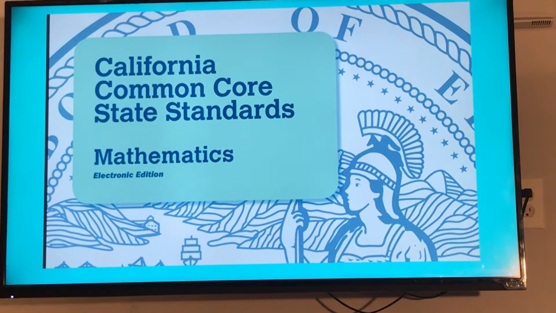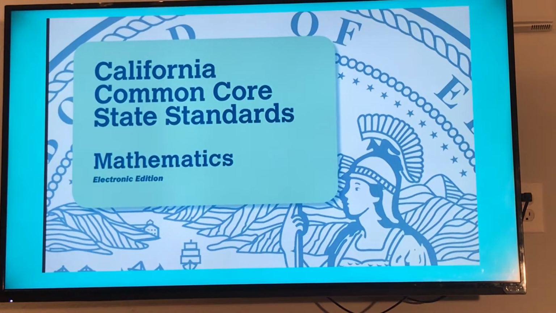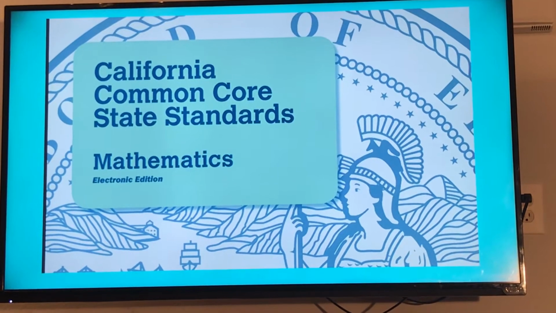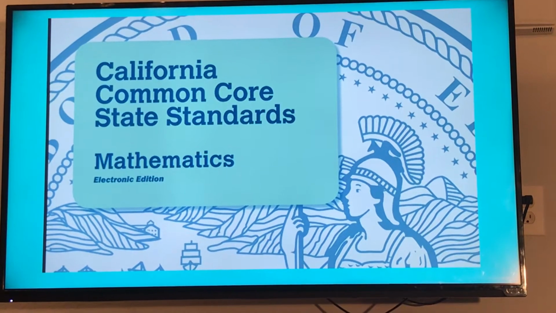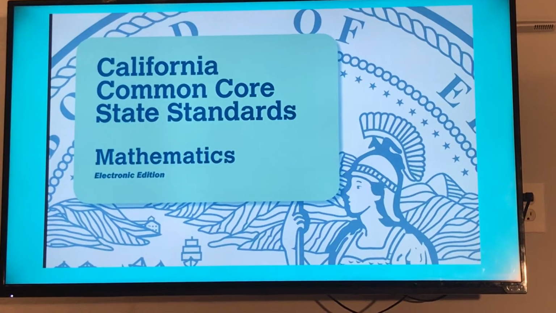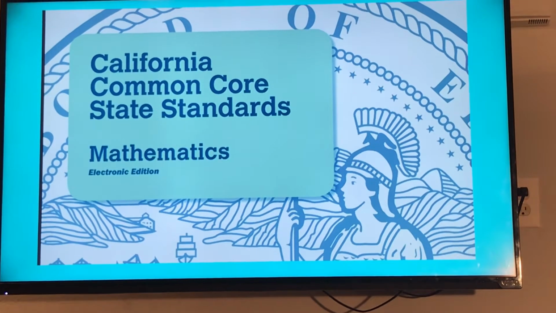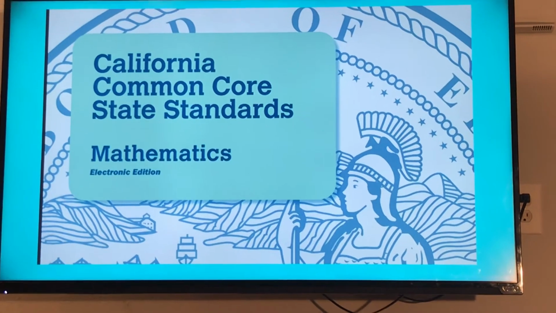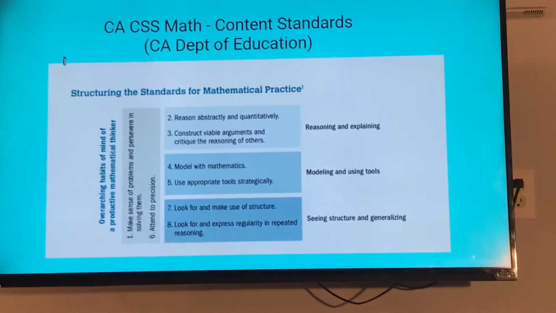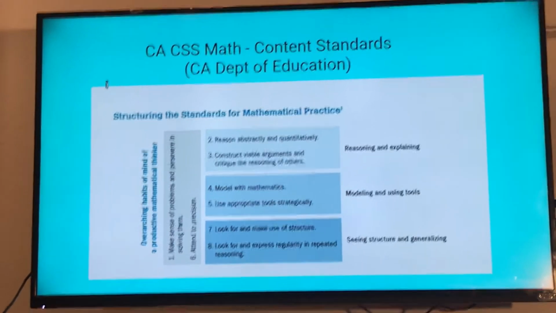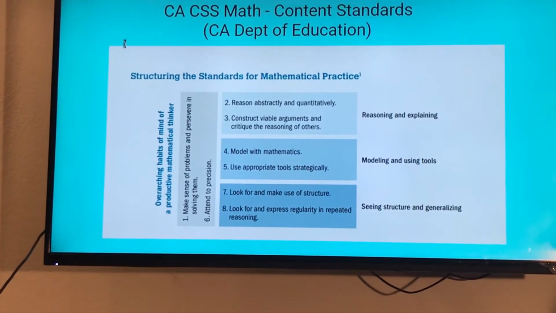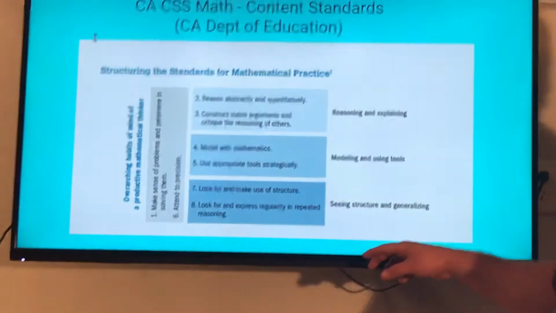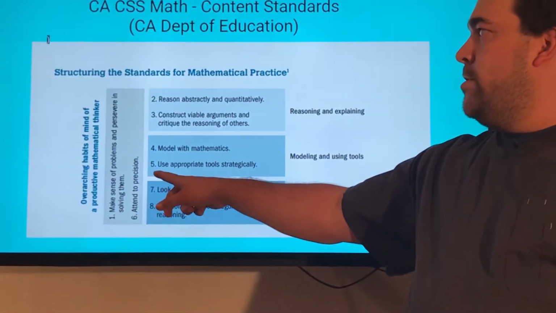California adopted Common Core standards in mathematics in August of 2010, but it was not fully implemented until January 2013. California Common Core state standards in mathematics replaced the 1997 statewide mathematics academic standards, which had been largely written by the faculty mathematics department at Stanford University. Some of the core math standard concepts involve reasoning and explaining, modeling and using tools, seeing structure and generalization, and then being able to attend to precision.